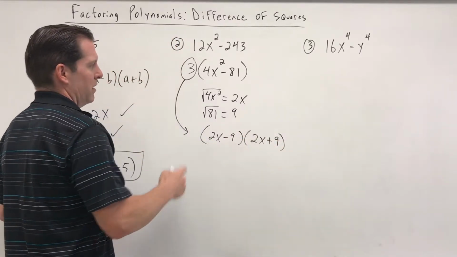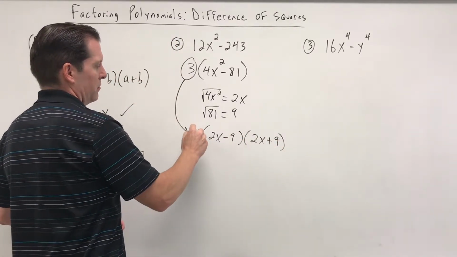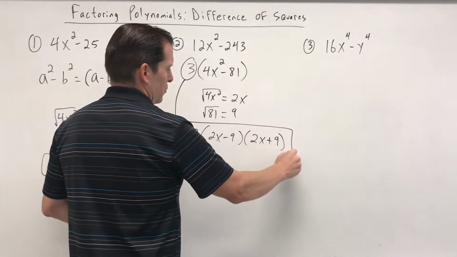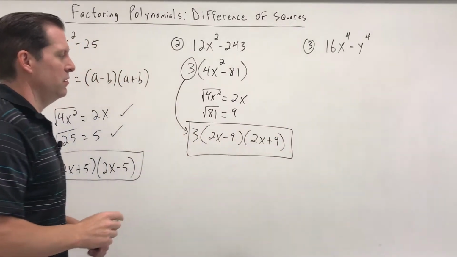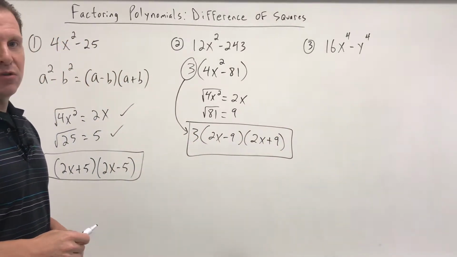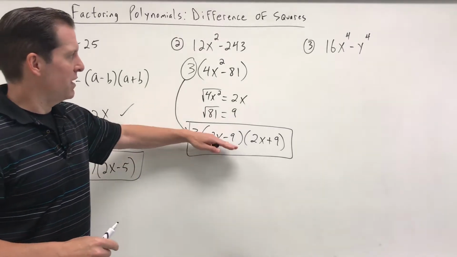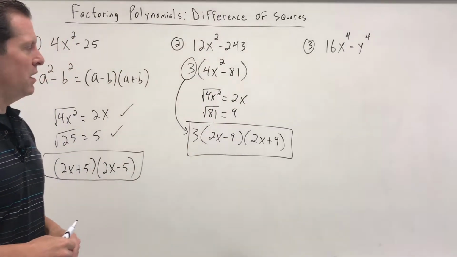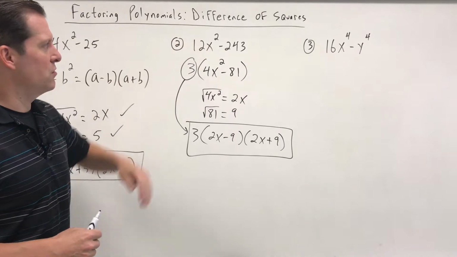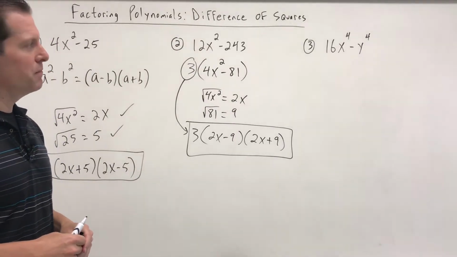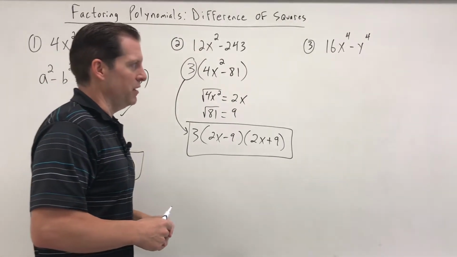Again, the order doesn't matter. And I got my arrow here, drop this down. So you have the complete factorization, 3 times 2x minus 9 times 2x plus 9. Again, if you multiply this out, you would get the same expression up here, the 12x squared minus 243. All right, let's look at number 3.